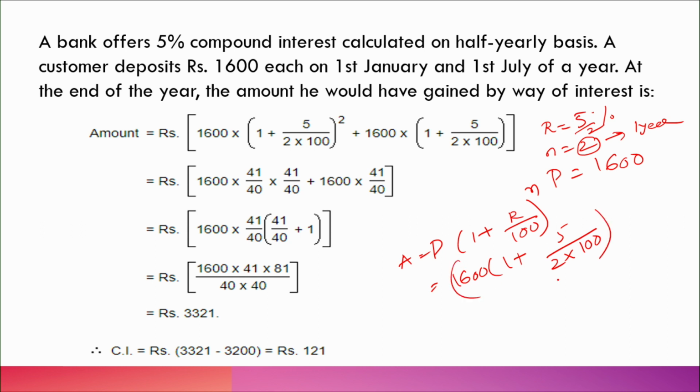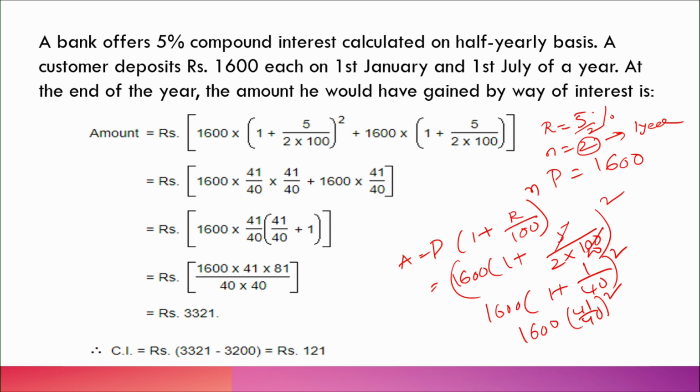And what is n here? For 1 year, how many half years? We have 2 half years, so 2, correct? Okay. So, what value will come here now? Observe it: this becomes 1600, now 5 ones are 5, 5 twenties are 100, means 1600 of (1 plus 1 by 40) whole square, or 1600 of (40 plus 1) which is 41 by 40 whole square. So it becomes 16 of 41 by 40 into 41 by 40.